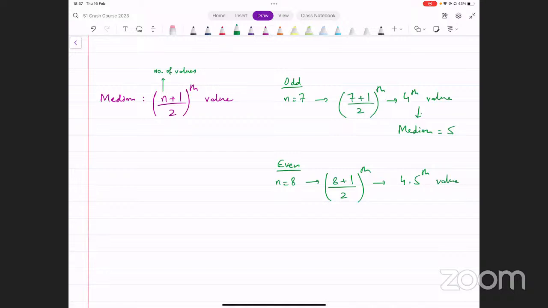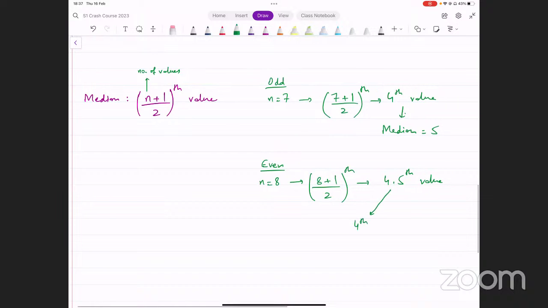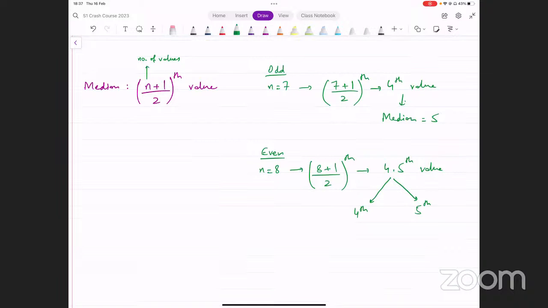Now, there's no value that can be classified as the 4.5th value, right? We can't have a position that is in decimals. In such cases, when you have 0.5 from this formula, you take one number smaller than that, that's the 4th value, and one number bigger than that, that's the 5th value. So take the two integers that come on both sides of 4.5, 4 and 5, and take the average of these two values. So your median is going to be the average of the 4th and 5th values. This is what you do.